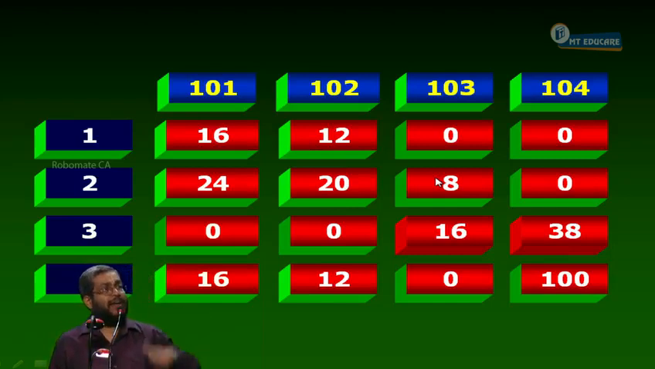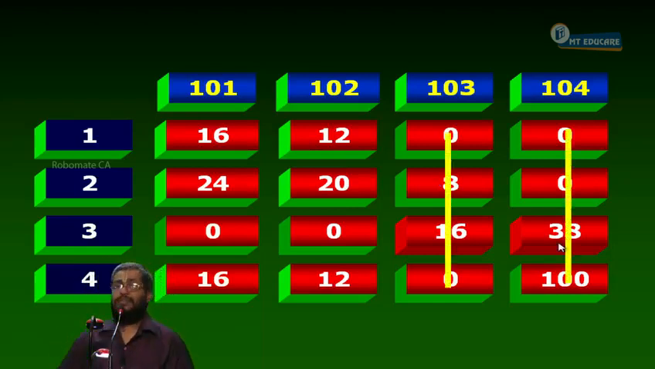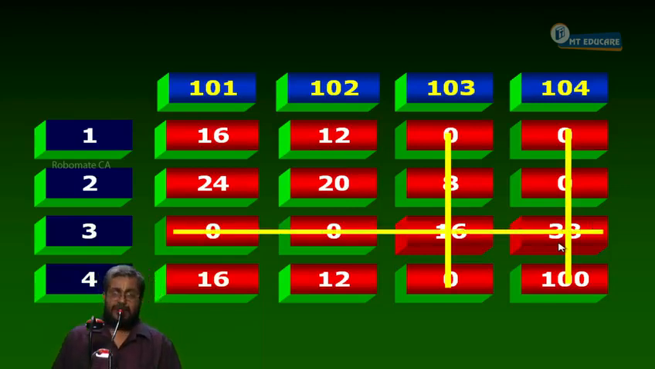Draw against row or column? Column. I have drawn against the columns. Just a minute. You do what I say. Draw against the columns, third column and fourth column. And then is there any other column with two zeros? No. Any row with two zeros? Yes. Which row? Third row. Draw against the third row.